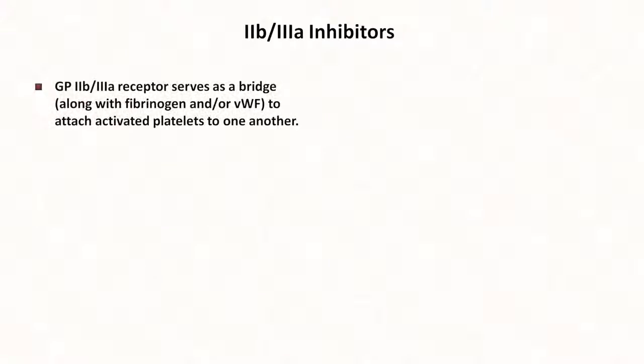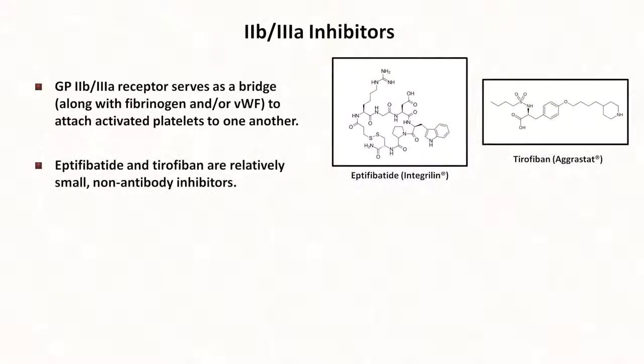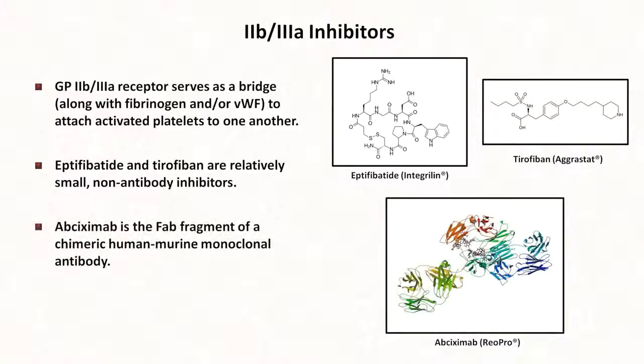The next class of medications is the GP2B3A inhibitors. Recall that the 2B3A receptor serves as part of a bridge, along with fibrinogen and von Willebrand factor, to attach activated platelets to one another. Inhibitors essentially prevent these receptors from doing that job. As mentioned at the beginning of the video, there are 3 members in this class. Eptifibatide and tirofiban are relatively small, non-antibody inhibitors, while apixaban is the Fab fragment of a chimeric human murine monoclonal antibody. All 3 of these drugs are given via continuous IV infusion.